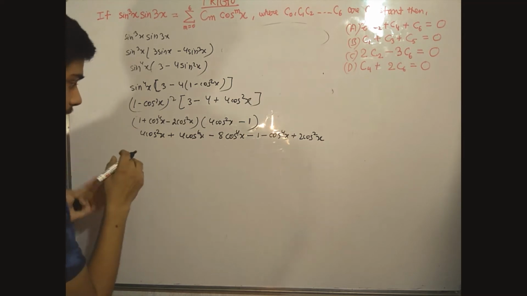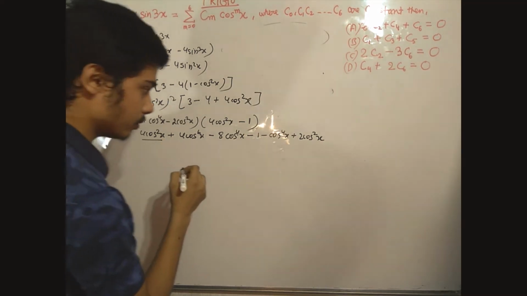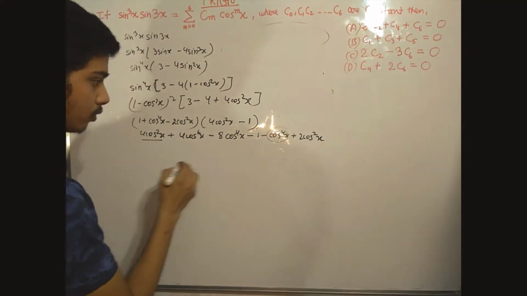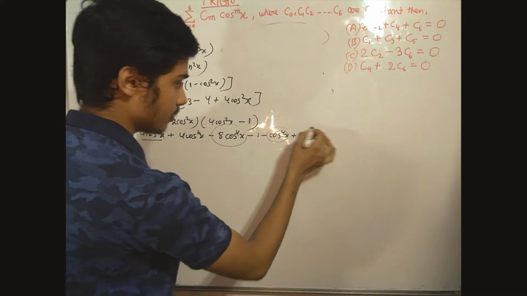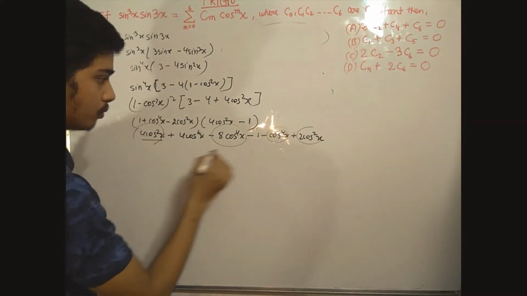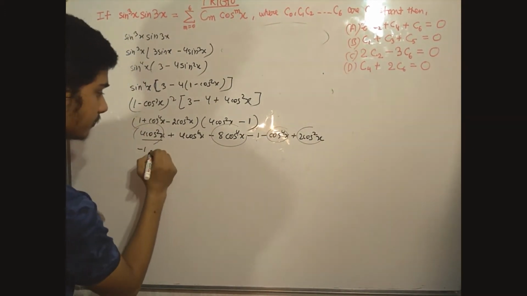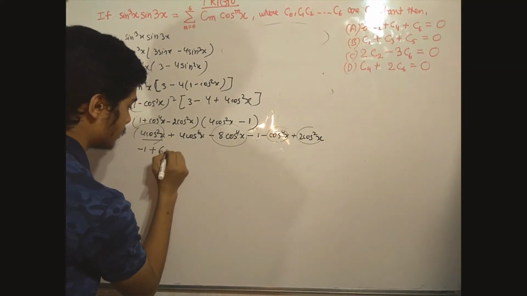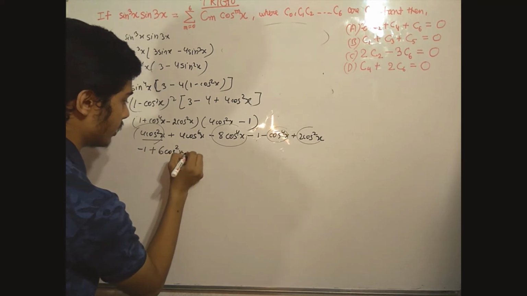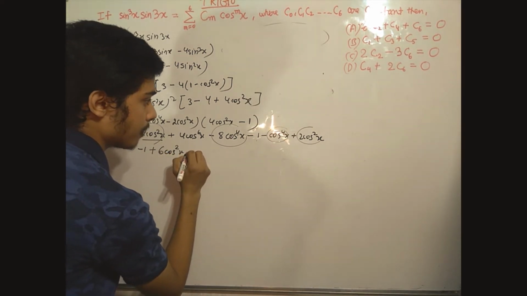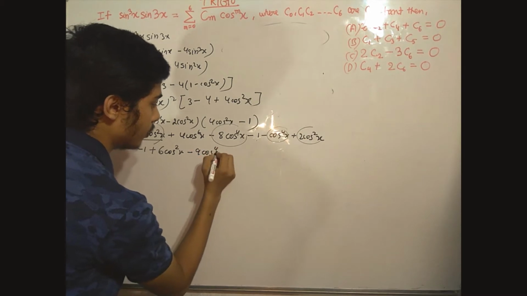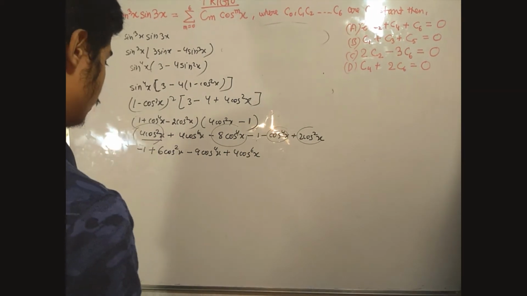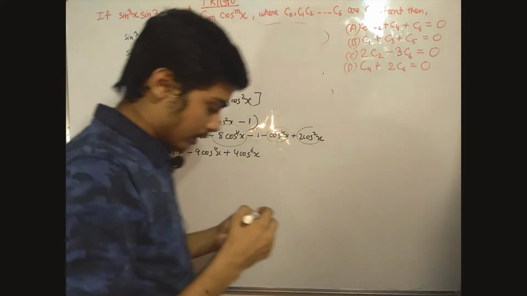Now we'll again add and subtract the like terms. So let me find the like terms. Where are the like terms? Like terms: 4, 4, 4, 4. Like terms: 2, 2, 2, 2. Minus 1, minus 1. We'll add these. After adding, we'll get plus 6 cos square x minus 9 cos to the power 4x plus 4 cos 6x. Now, another thing.